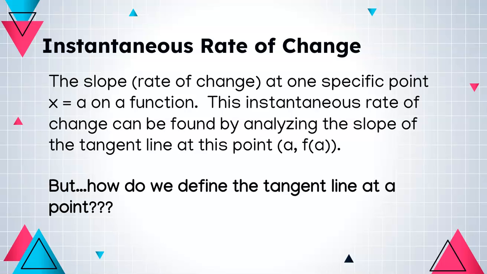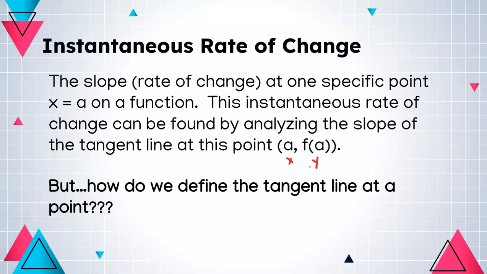It's not the rate of change between 2 points, it's the rate of change at a specific point, a, on a function. I'm just using a to be super general. This instantaneous rate of change can be found by analyzing the slope of the tangent line at this point, a comma f of a. Of course, a would be my x value, f of a would be the corresponding y value. I'm just staying generic by using a and f of a.